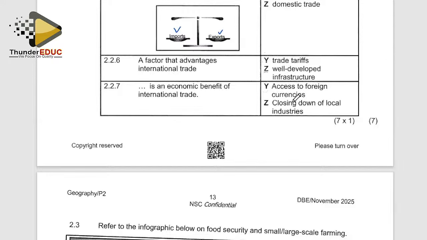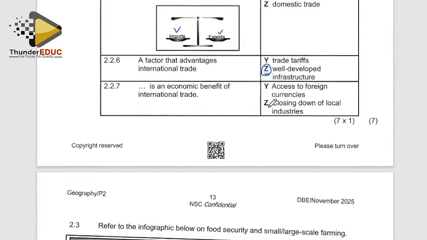Right. Number 2.26, a factor that advantages international trade. What factor advantages international trade? It's well-developed infrastructure. If we have well-developed infrastructure, it means we are able to import and export effectively. Tariffs are taxes imposed on imports, which means it's a hindering factor to international trade. So it's not a correct response.